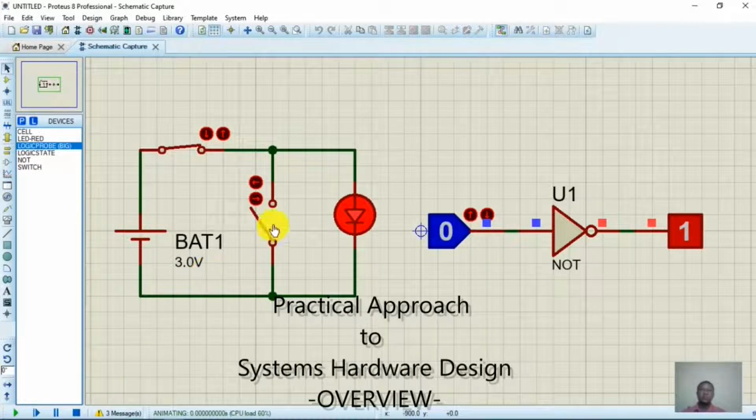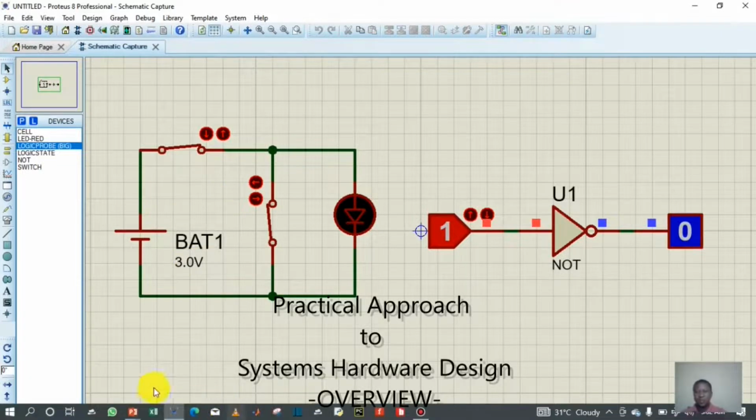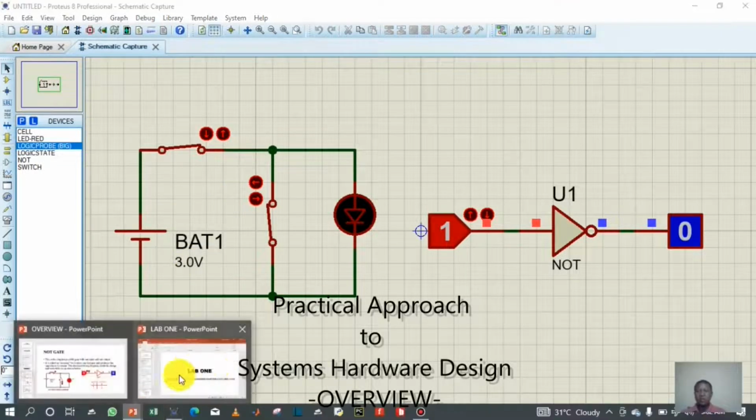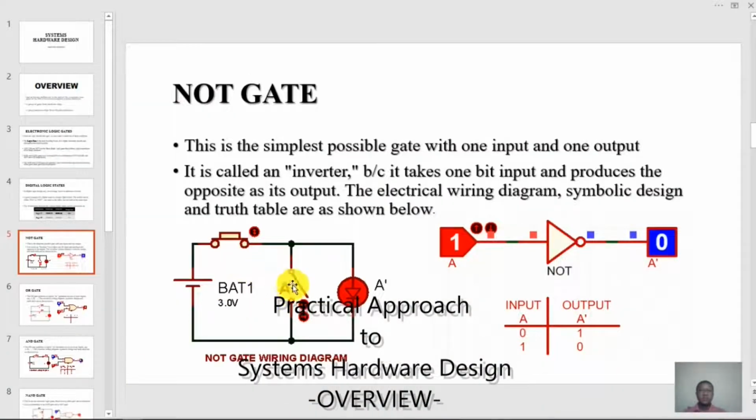The switch is open, and the switch is 0, output is 1. The input is 0, output is 1. The switch is closed, and the switch is 1, output is 0. Input 1, output 0. So this is just how the NOT gate works. You can see from what we have here. This is what we just had in our diagram. So that is how this thing came to be.